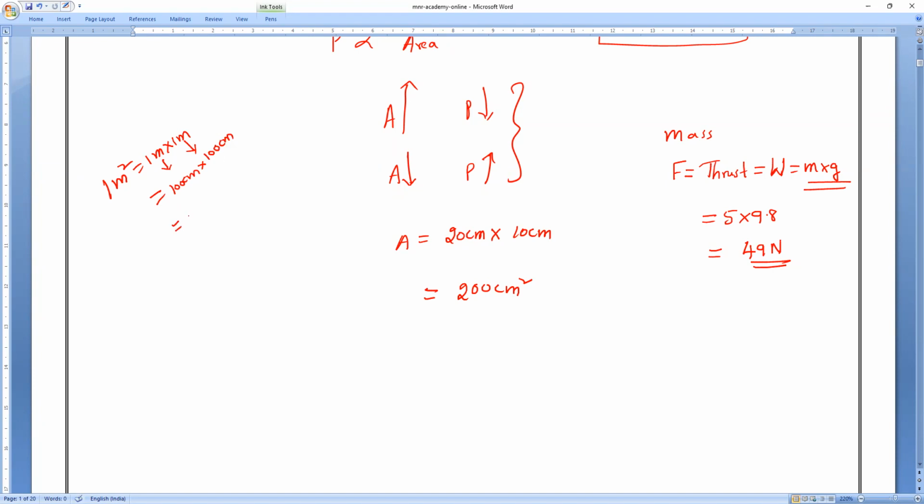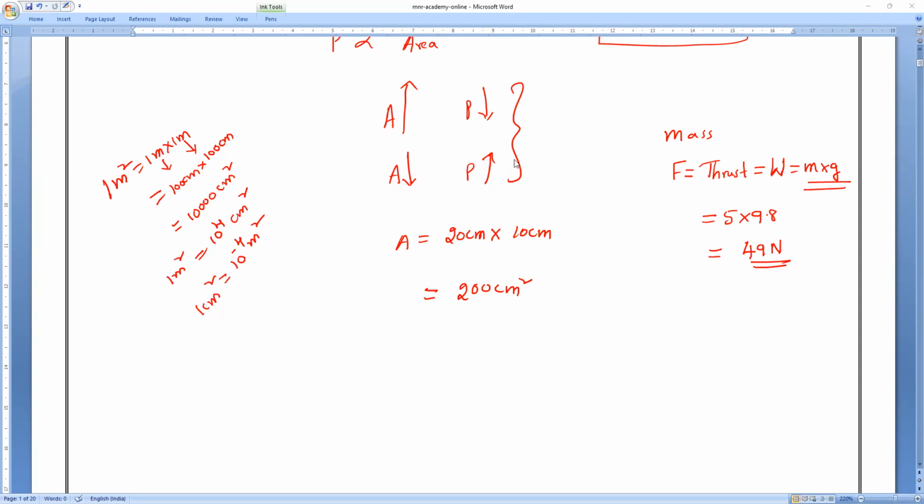Please speak and involve in the class. 100 into 100, how much? 10,000 square centimeter. So 10,000 can I write as 10 power 4? Yes, but we want the reverse relation now. So 1 square centimeter is equal to 10 power minus 4 square meter. Clear? Anybody having any doubt, you can ask me.